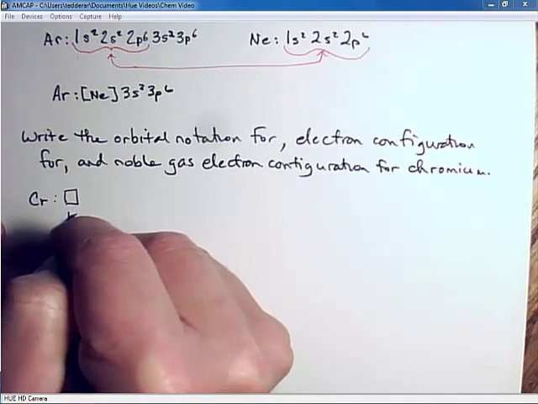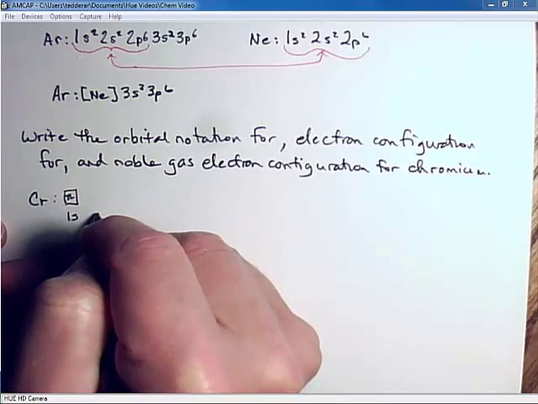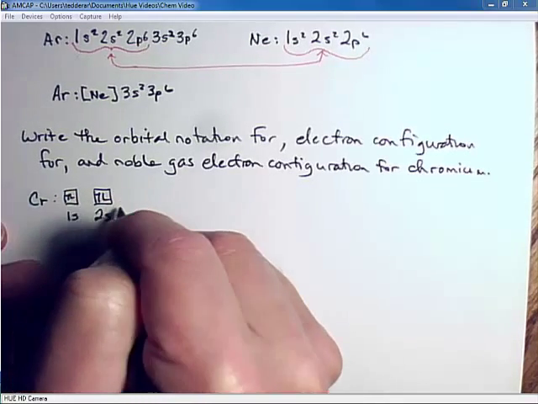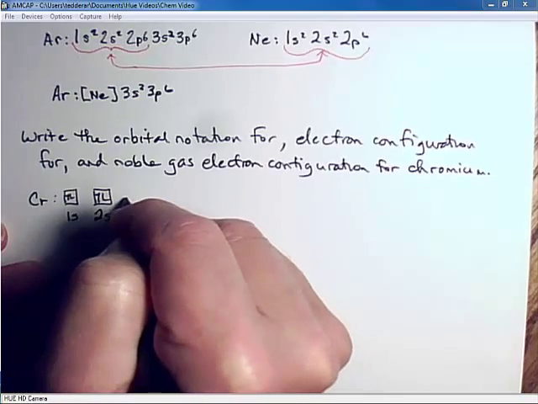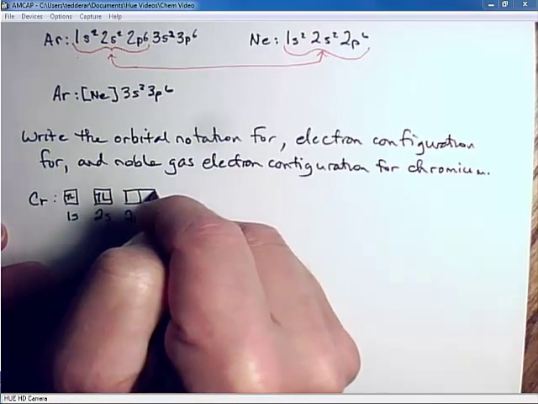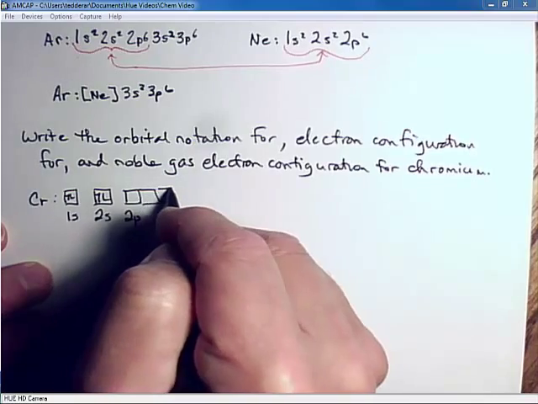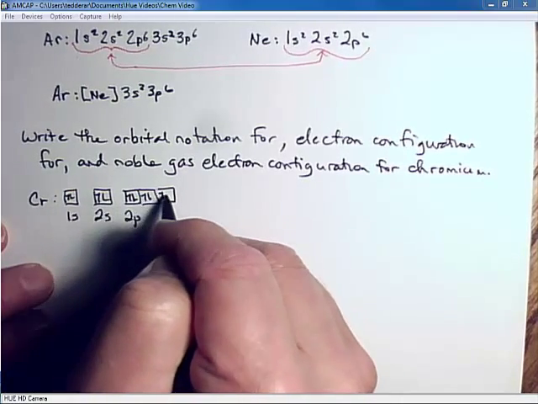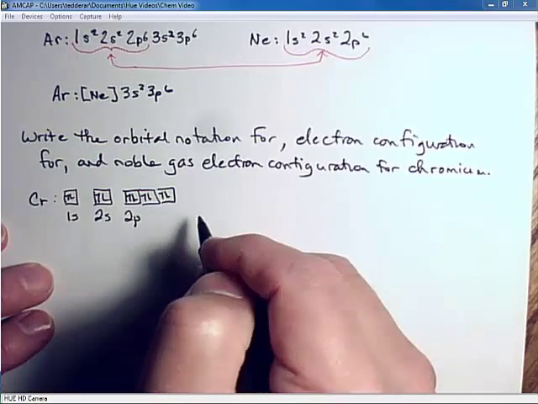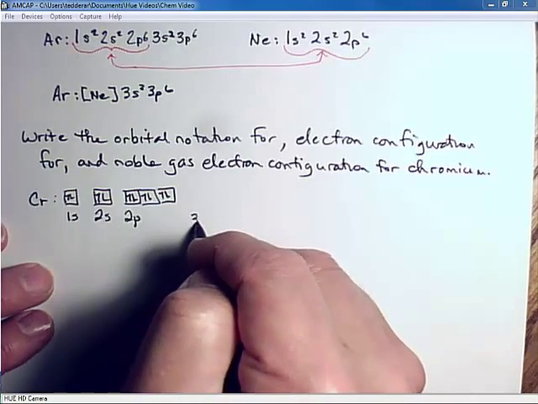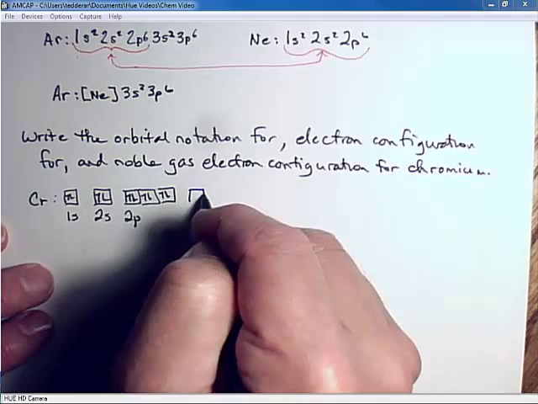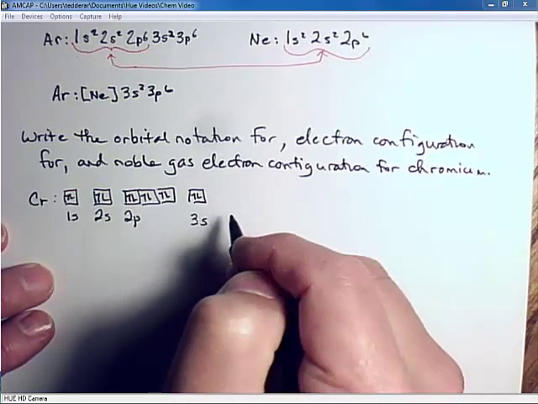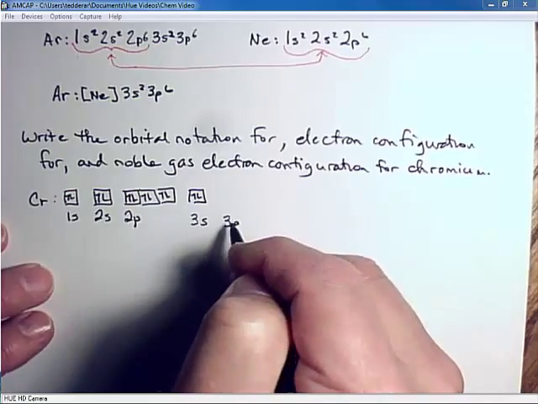So 1s, corresponding to hydrogen and helium, is going to be full. 2s, corresponding to lithium and beryllium, is going to be completely full. 2p, corresponding to the positions of boron through neon, we fill up one orbital at a time, one electron per orbital, then pair them up. 3s, corresponding to sodium and magnesium, 2 electrons. 3p.